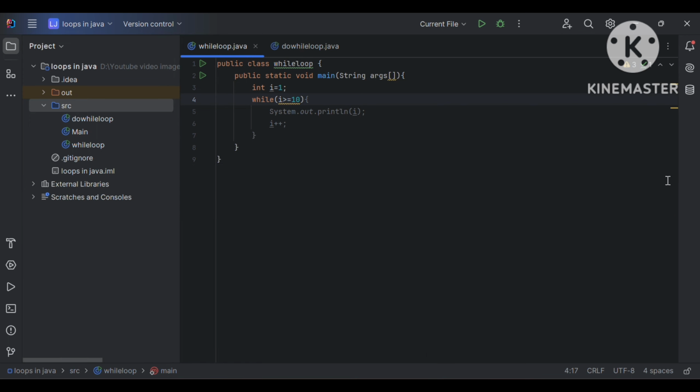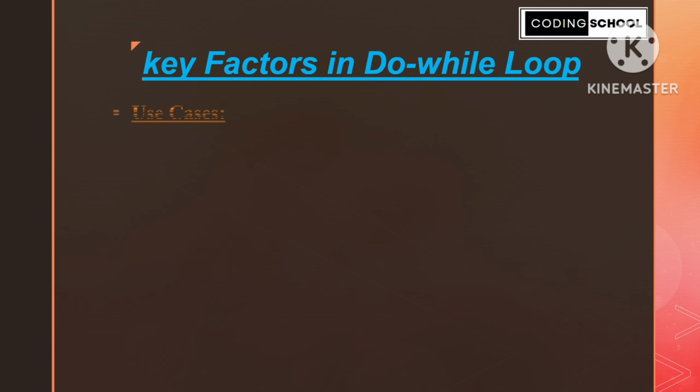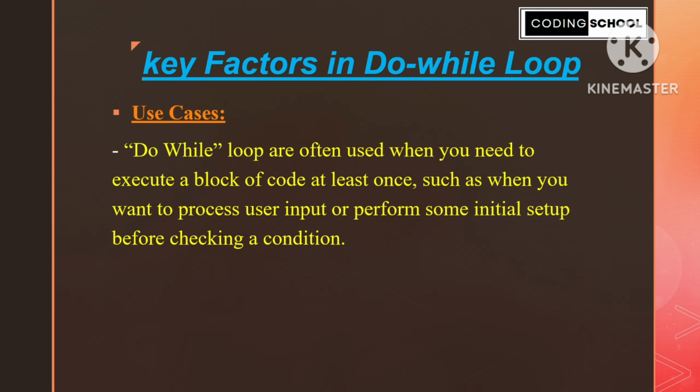Now let's check some other key factors of do while loop. Second key factor is use cases. Do while loop is often used when you need to execute a block of code at least once, such as when you want to process user input or perform some initial setup before checking a condition.